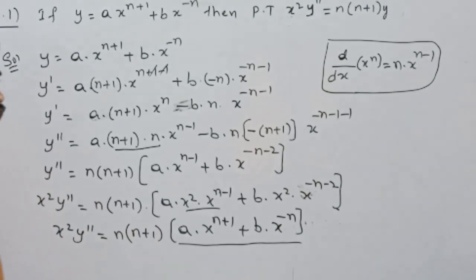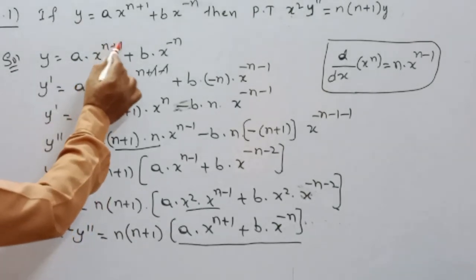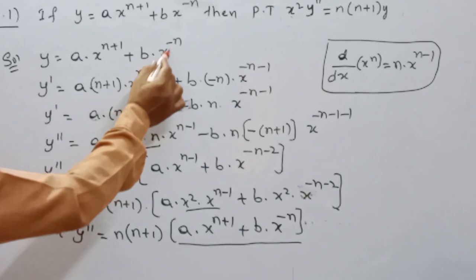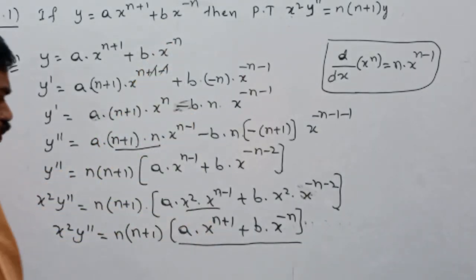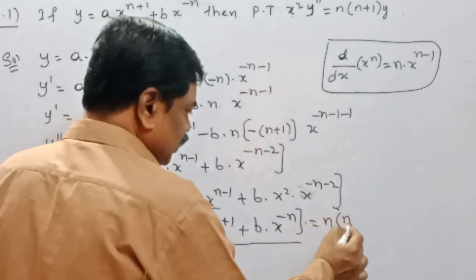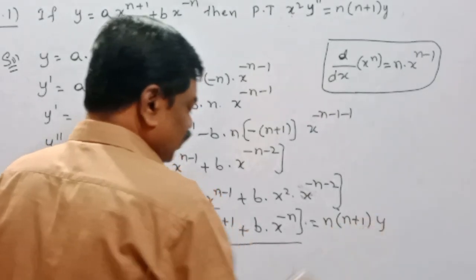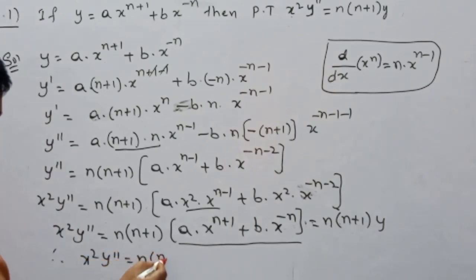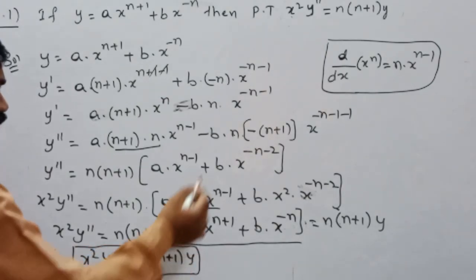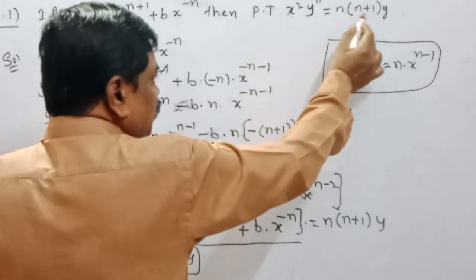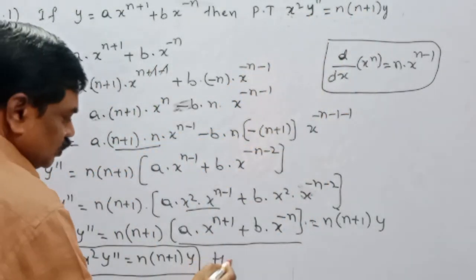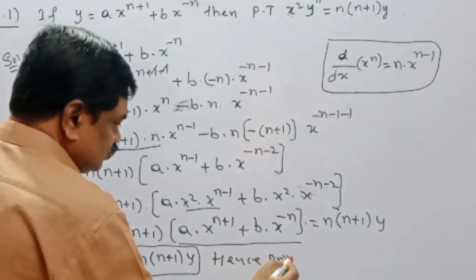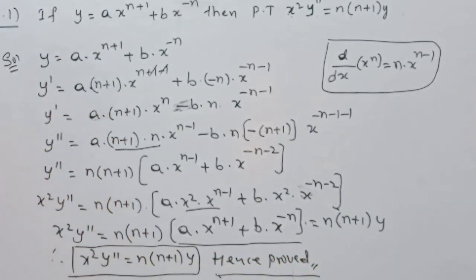What is the value of this one? y is equal to a x power n plus 1 plus b x power minus n. By substituting, this is equal to n into n plus 1 into y. Therefore, we conclude that x square y double dash is equal to n into n plus 1 into y. So this is the result. Hence proved. That's all.